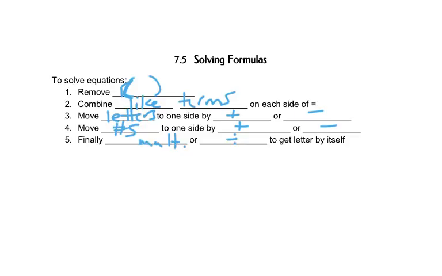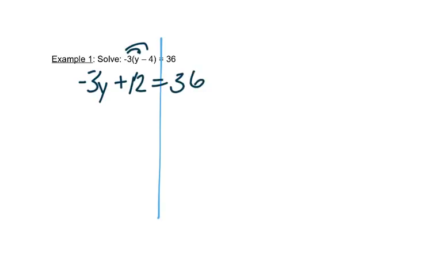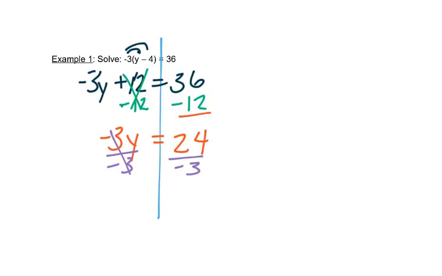So here we'll draw our line down. The first step is that we need to get rid of those parentheses. So we will distribute. We'll take negative 3 times both those pieces. So we have negative 3y. And then negative 3 times negative 4 is positive 12 equals 36. So then we'll subtract 12 from both sides. That leaves me with negative 3y on the left and 24 on the right. So now I want to divide both sides by negative 3, which leaves me with y equals negative 8.